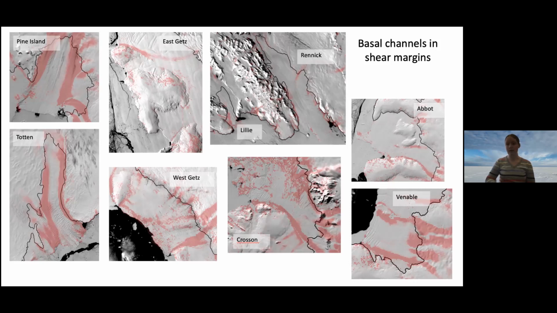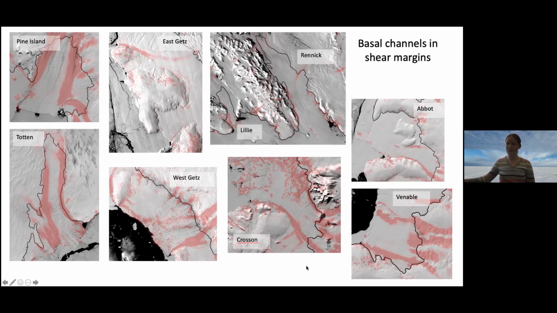So these are examples of other places where we see these basal channels forming in shear margins. Again, I've overlaid shear strain rates in red here, so you can see some of those concentrations of high shear strain rates. Those shear strain rates don't necessarily come from the same time as these images, so some of the ice edges don't quite match up. But you can see lots of places here where we have polynyas that we find in shear margins all around Antarctica. So this is something that's really common.